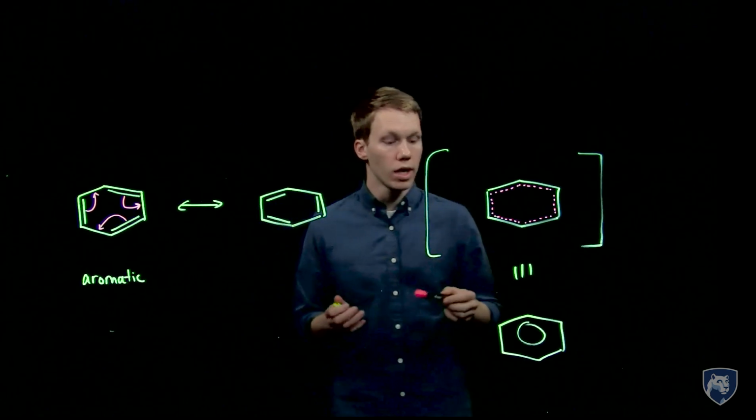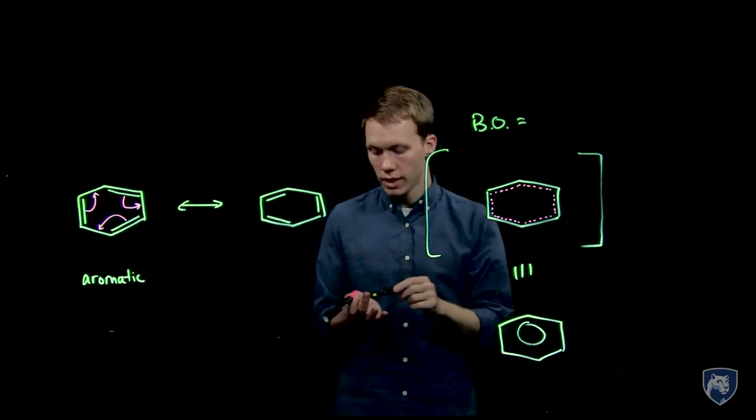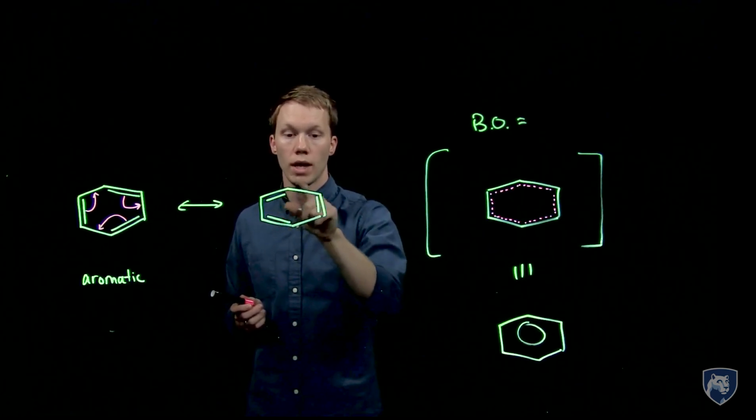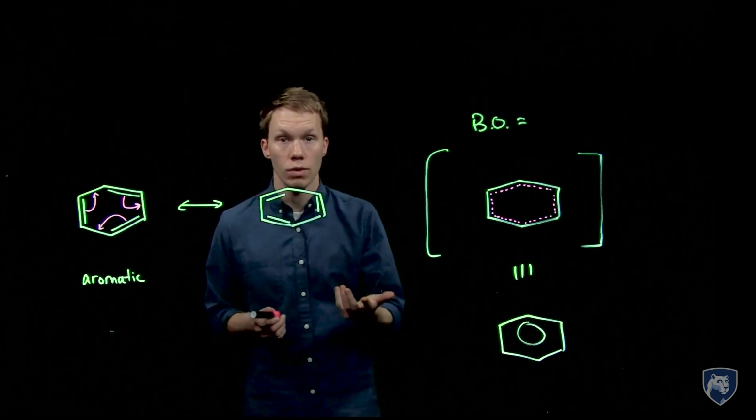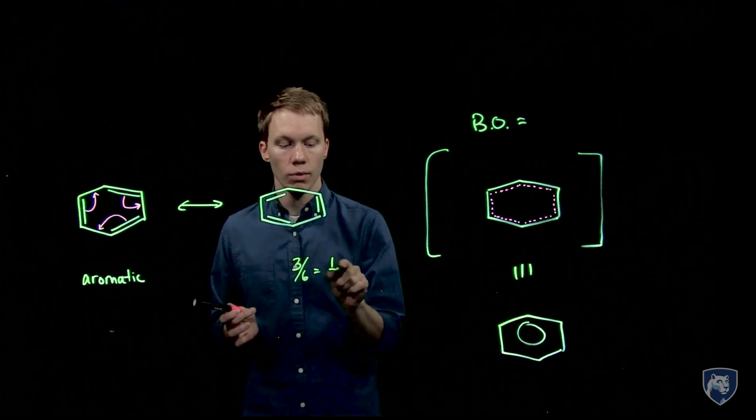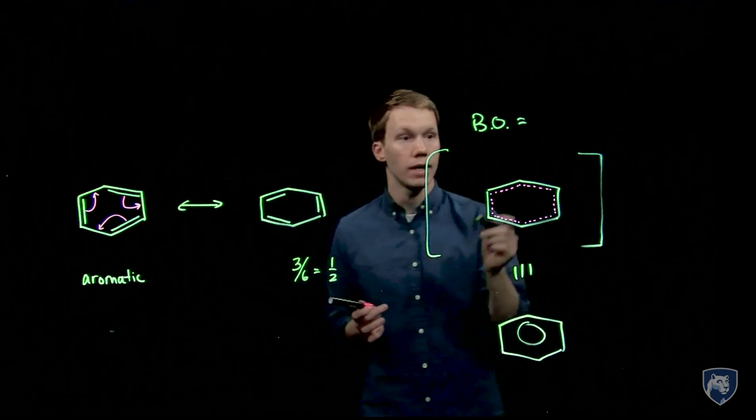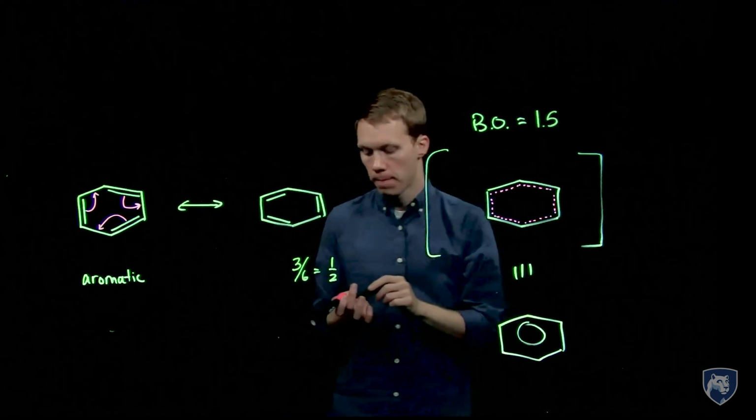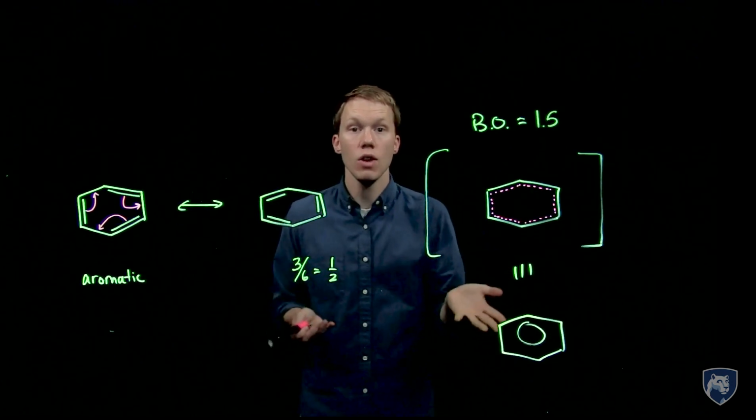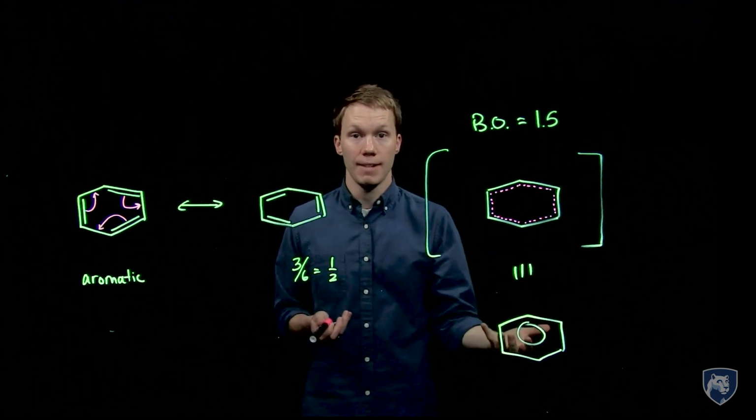So the bond order of the carbon-carbon bond in benzene, we can actually determine. So these 3 bonds are shared over 1, 2, 3, 4, 5, 6 bonds total. So 3 over 6 is 1/2. So there's always a single bond plus half of a second bond. So the bond order is 1.5 for all of the carbon-carbon bonds in benzene. And again, this is known experimentally. So resonance theory is supporting the experimental data.